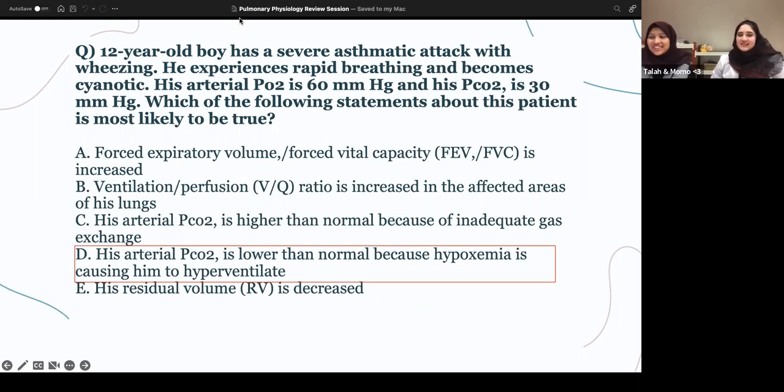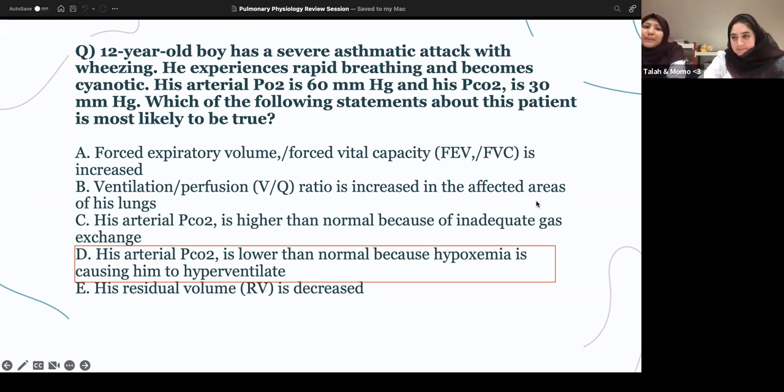Plus, I feel like this is easy. Rapid breathing. Also, I think it's better to know the values. Honestly, 30 is generally low for PCO2. Honestly, guys, memorize them. It helps you. Why is B wrong? Ventilation perfusion ratio is increased in the affected areas of his lungs.